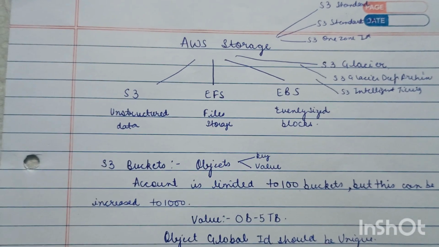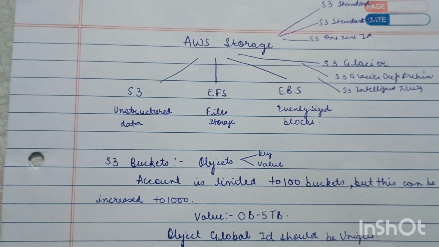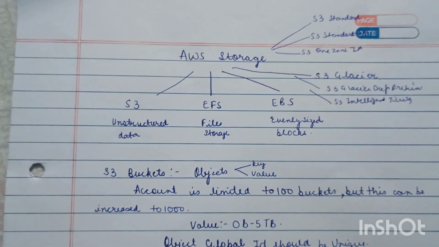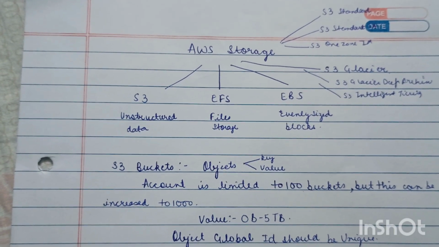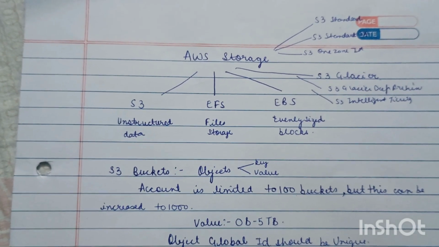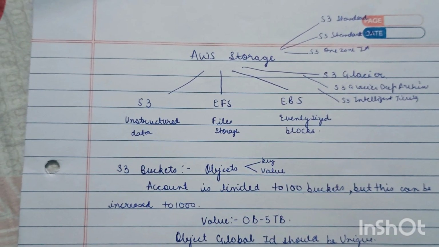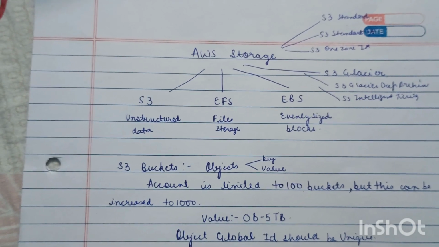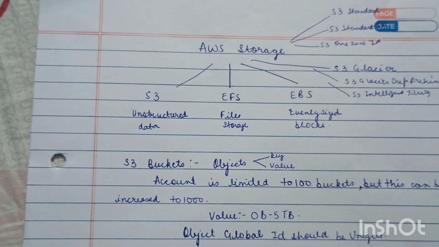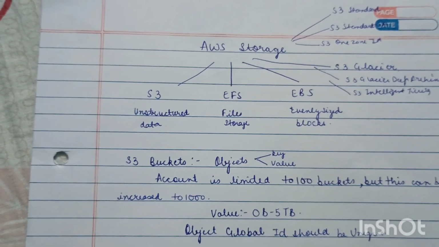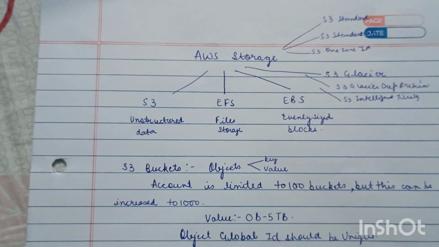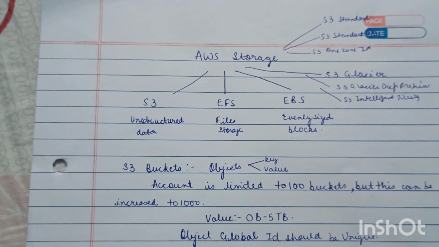There is also S3 multi-part upload. If we enable multi-part upload, the data will be divided equally and stored in our S3 bucket in parallel. In this way the speed will be fast, and instead of taking much time for upload, we can do it quickly. Parallel upload will be done, and there can be put requests and get requests.